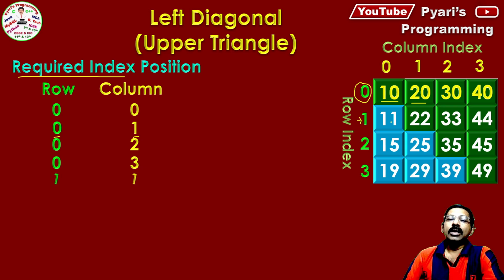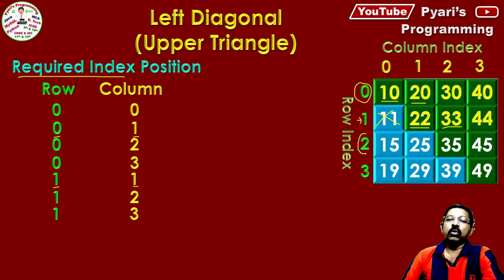Row 1, 0 position is not required, but 1 position is required. So look at this, the required part is 1. So make it yellow. Then 1, 2 position is required. Yes, 1, 2 position is required. 1, 3 position is required. Yes, 1, 3 position is also required.